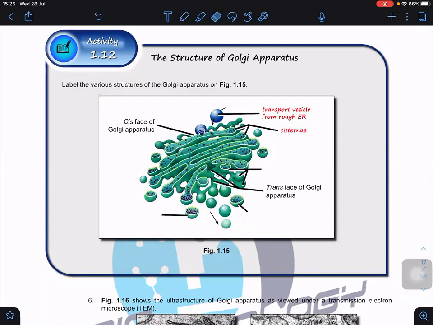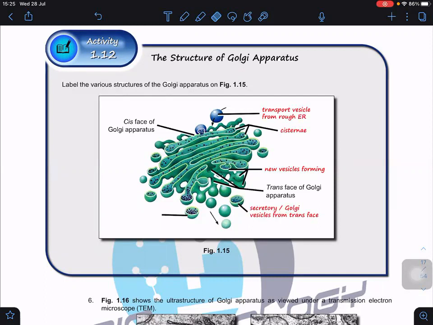The second part here is the cisternae, or you can say flattened sac, both accepted. Then we can see the vesicle starting to bud off, a new forming vesicle. So this vesicle now buds off from the trans face.